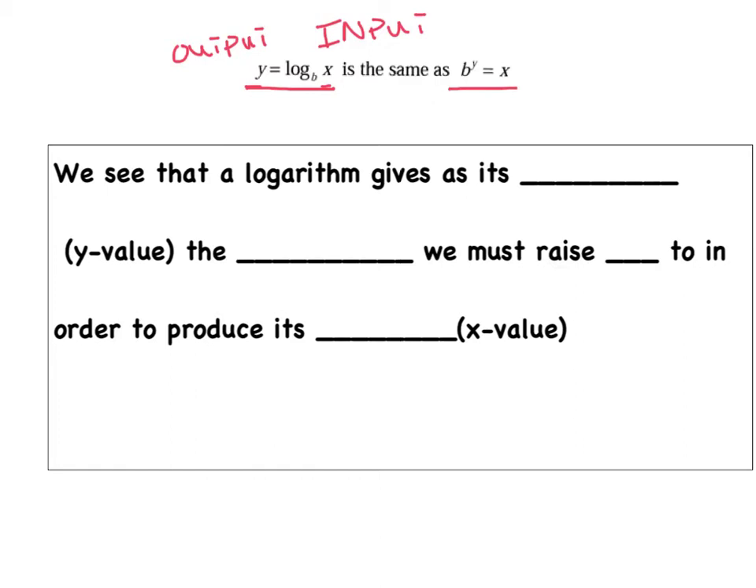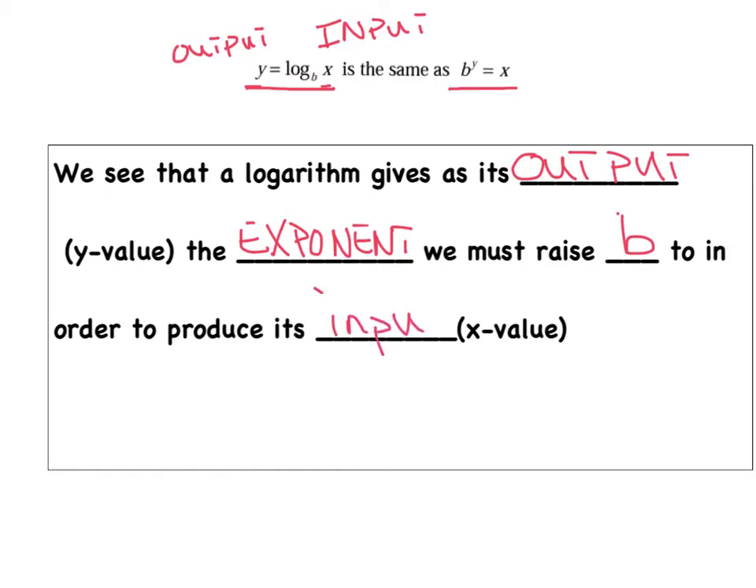Now what we're seeing here is the logarithm gives as its output, and of course output means y value, the exponent we must raise b to in order to produce its input, which of course is the x value. So that sentence we might have to read it a few times, take a step back and compare it to the statement we have up here. But again, the output is the answer. That's the exponent we must raise b to in order to get x. Notice how the y, which is the output over here, became the exponent over here.